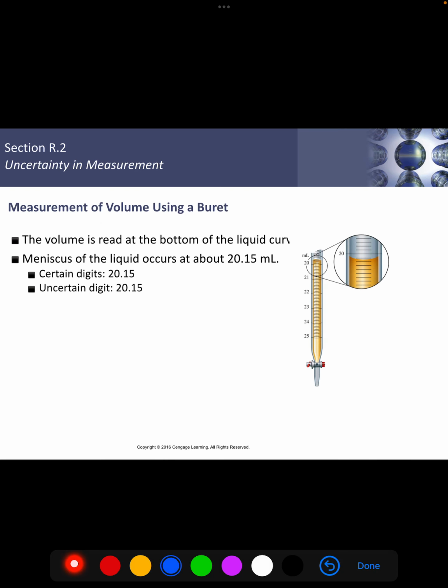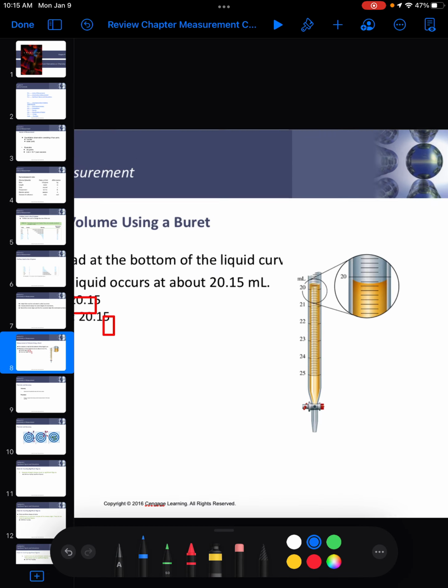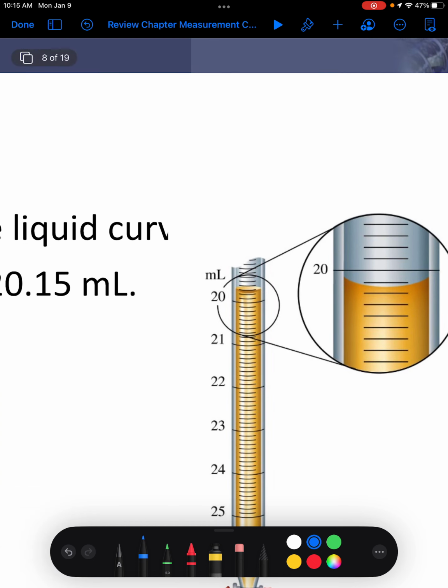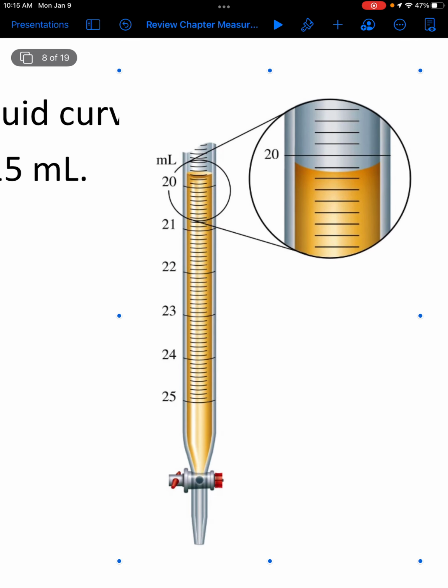A good example is, let's see if I can expand this. There we go. Is this burette. Now it's red because it's dispensing liquid from top to bottom instead of bottom to top.